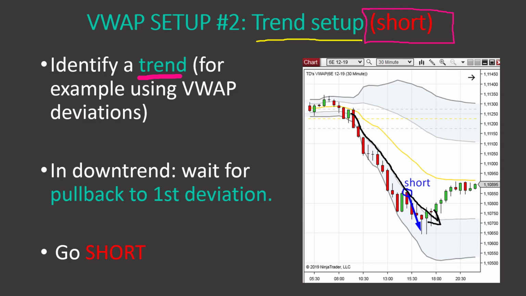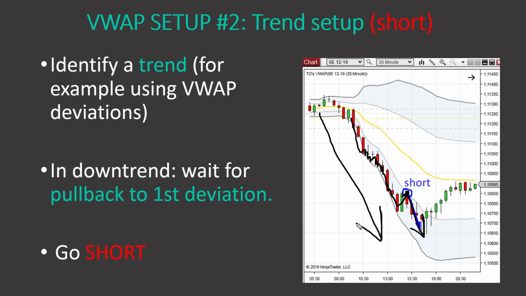And what you want to see is price moving below the first deviation, like in here. Price is moving below it, and what we are waiting for is a pullback to the first deviation. In here, the price made the pullback, touched the first deviation. What you want to do is enter a short from this place, alright, to participate in a downtrend.